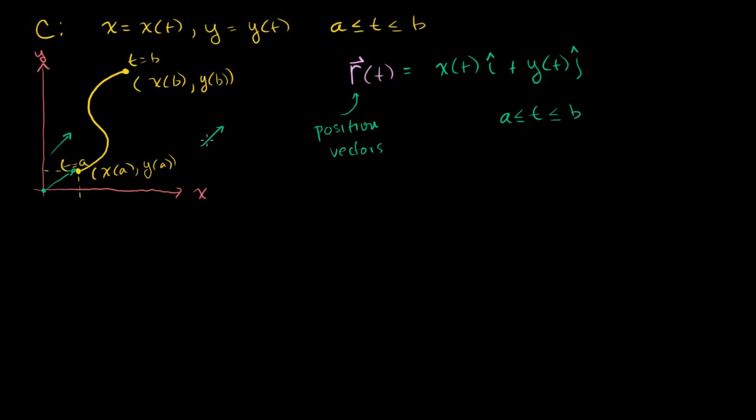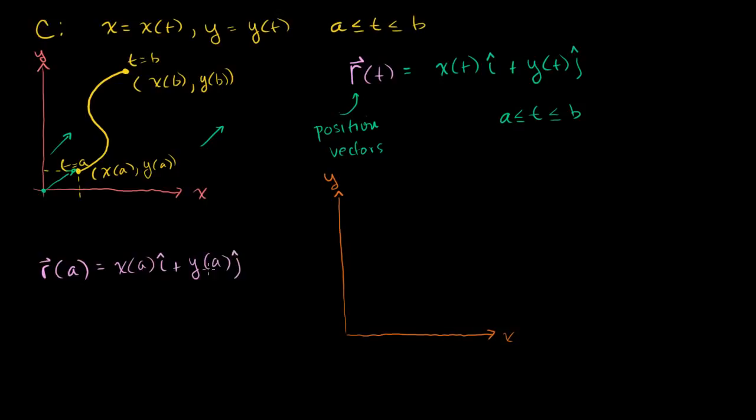Let me just redraw it. So let me draw our coordinates, our axes. So that's the y-axis, and this is the x-axis. So when you evaluate r of a, that's our starting point. So r of a, maybe I'll do it right over here. Our position vector valued function evaluated at t equal to a is going to be equal to x of a times our unit vector in the x direction plus y of a times our unit vector in the vertical direction, or in the y direction.